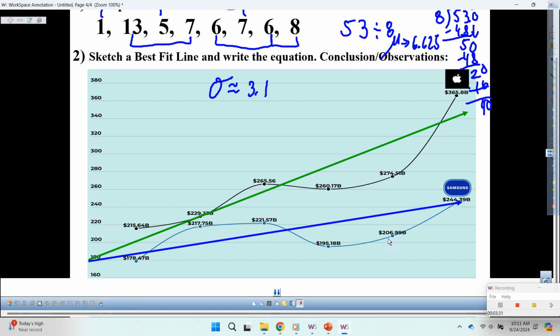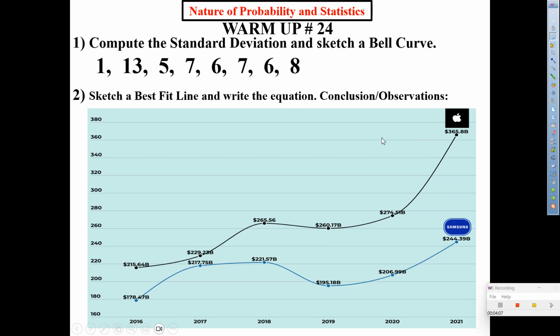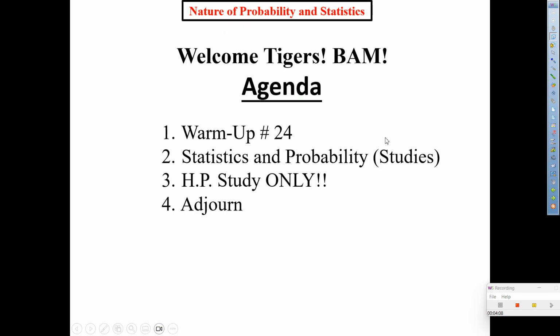All right. Show your neighbor your equation for those. Let's see what you wrote. Share with them. All right. Send that in as soon as you can, please. Copy the agenda. Warm-up number 24 is done.